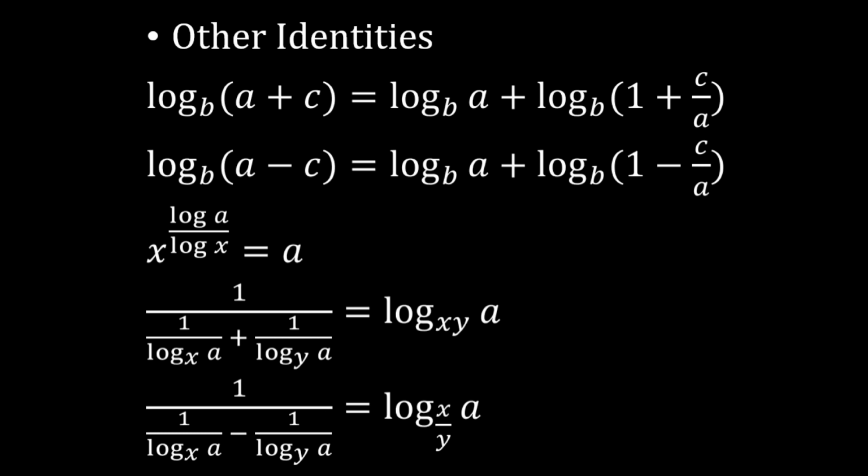1 over logarithm of a to the base x plus 1 over logarithm of a to the base y equals logarithm of a to the base x times y. 1 over logarithm of a to the base x minus 1 over logarithm of a to the base y equals logarithm of a to the base x over y.